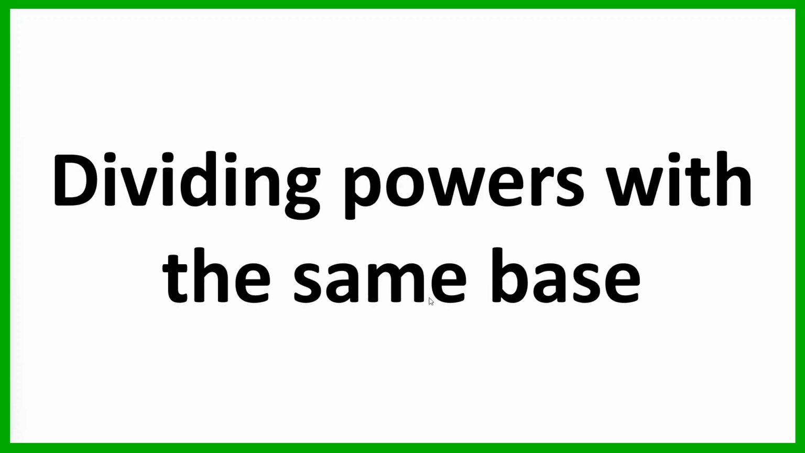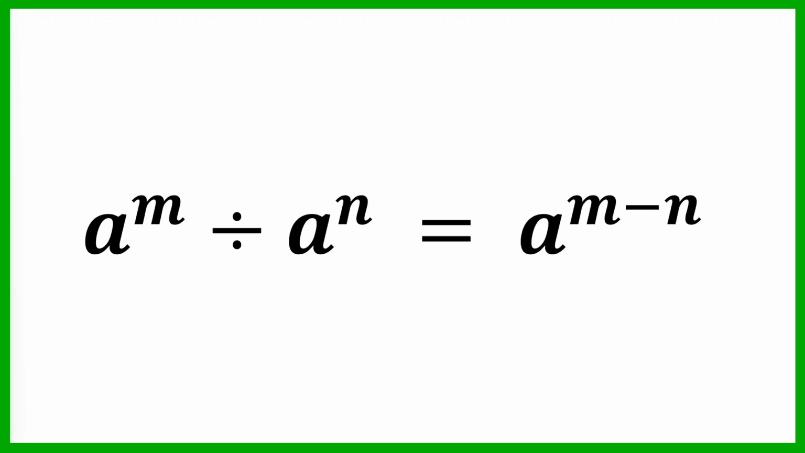Okay, the next one is for dividing powers with the same base. When we are dividing powers with the same base, we again keep the base the same, and we subtract the exponents. Okay, so when we're multiplying, we add the exponents. When we're dividing, we subtract the exponents, and in both cases the base remains the same. Okay, and it only works when you have the same base to start with.